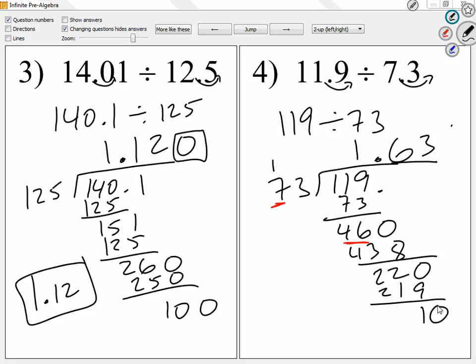How many times does 73 go into 10? 0. Now I'm going to stop because I already have 3 decimal places. My third one is too small, so I'm going to call this 1.63. Once again, if my third number was big, I would have called it 1.64. That's why I get the third number, to see if I have to round up or not.